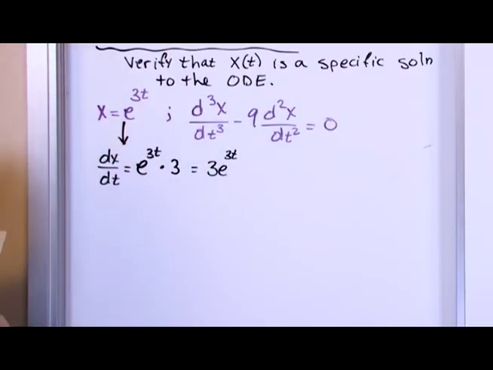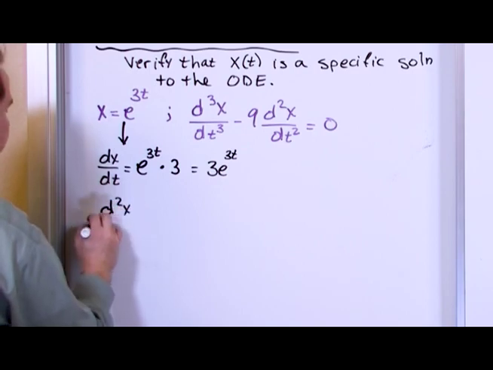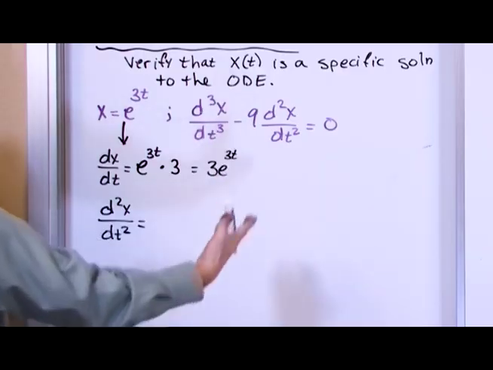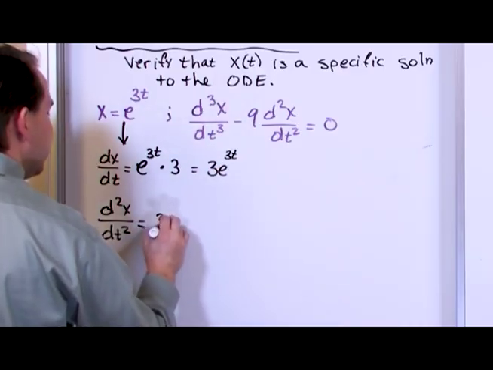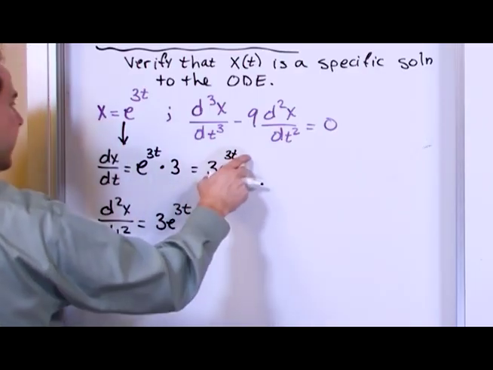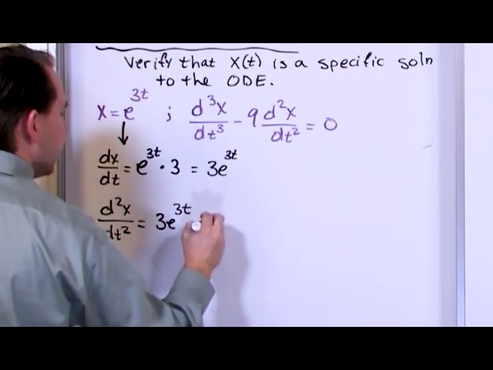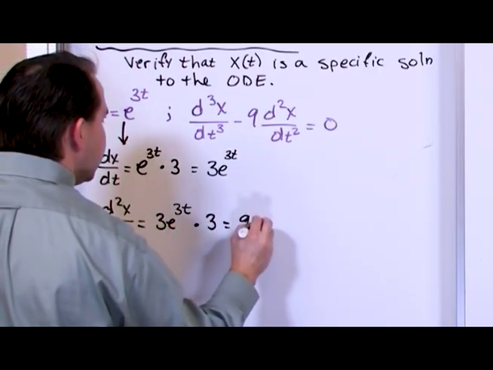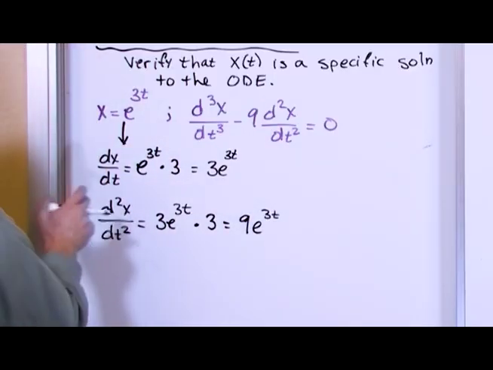So you're going to end up with 3e to the 3t. That's the first derivative. Now the second derivative, d squared x dt squared, is taking the derivative of this again. So you're going to have the same exact thing. You're going to have 3e to the 3t, that's what you have here, and then you're going to multiply that by the derivative of the exponent again. And so when you have 3 times 3, you're going to have 9e to the 3t. That's the second derivative.